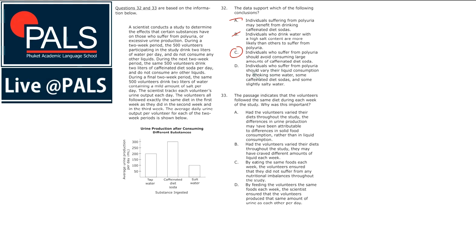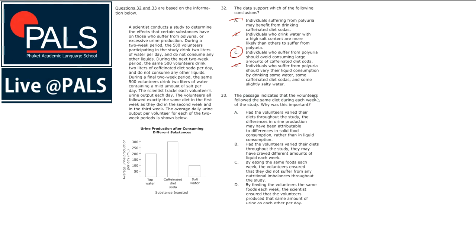Individuals who suffer from polyuria should vary their liquid consumption by drinking some water. Okay, we don't get any information about that, and they didn't mix the consumption of these. No, they only stick to one of the specific drinks for a fixed period of time. So we don't get any information about what happens when they vary their liquid consumption. So yeah, C makes the most sense.